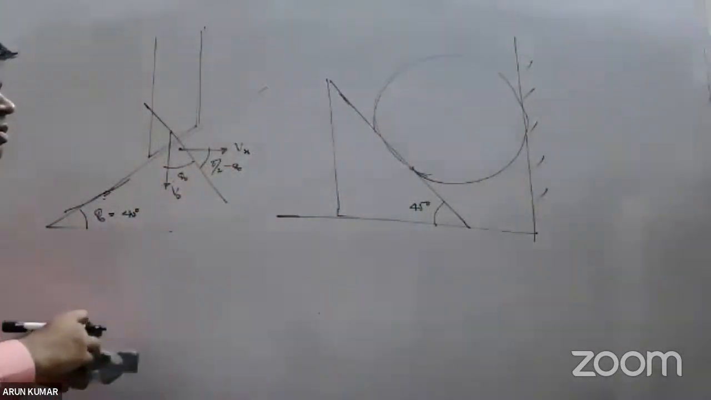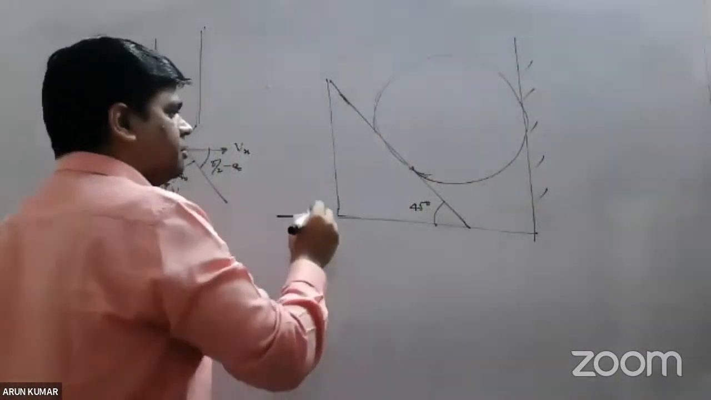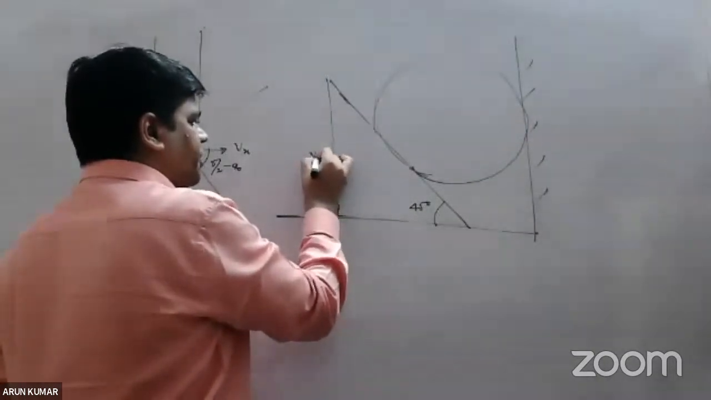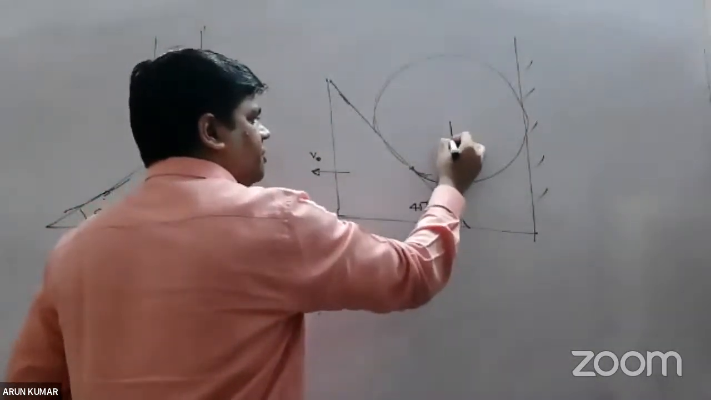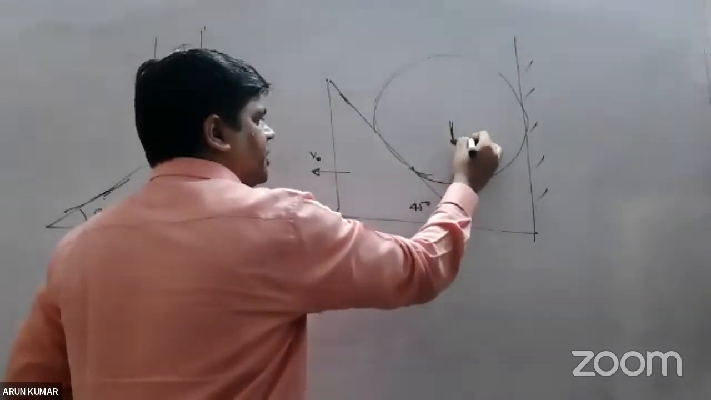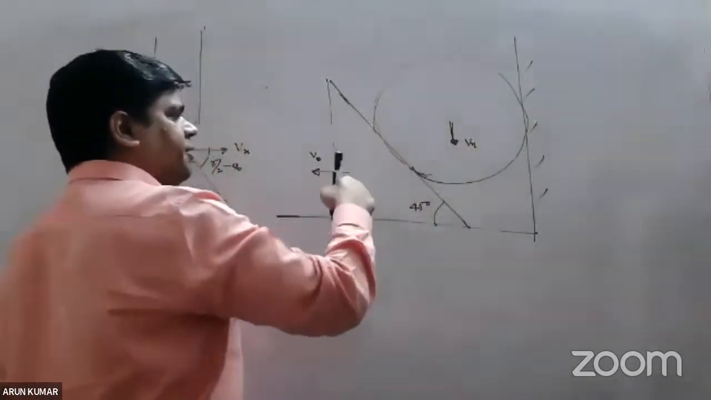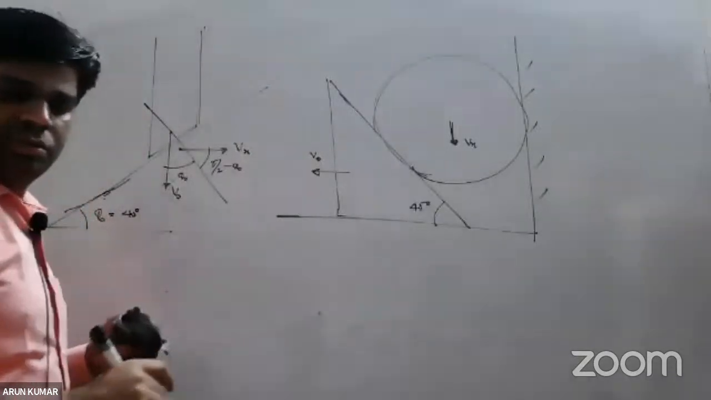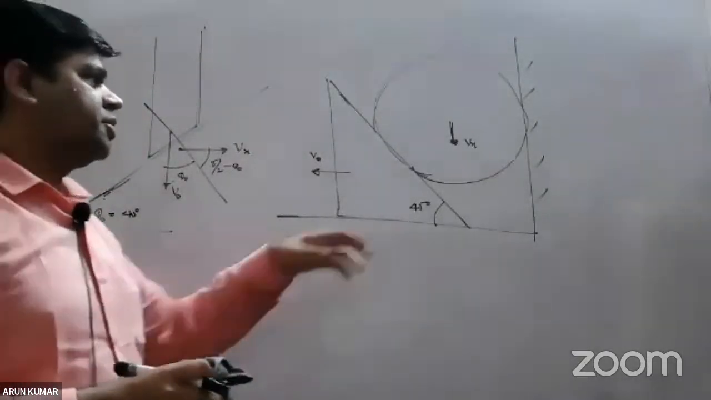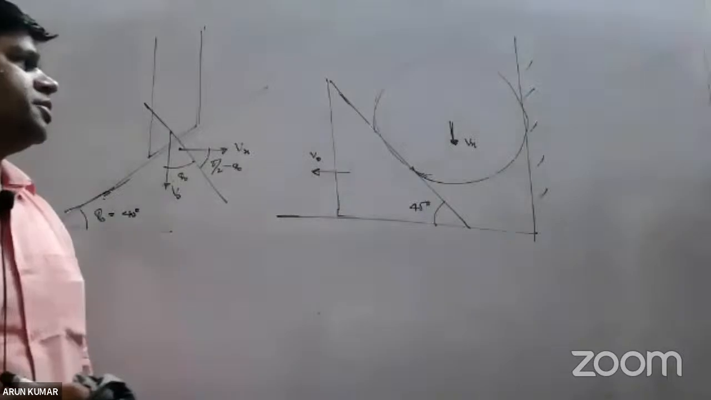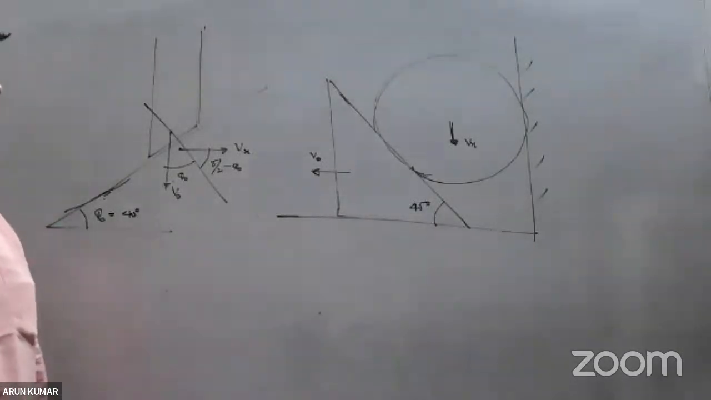All right. Now, this is going towards left with velocity v naught. I have to find the velocity of the cylinder, the downward velocity of the cylinder. Does it go down or go up? If this goes towards left, down. So I have to find the downward velocity of the cylinder. How do I do it?